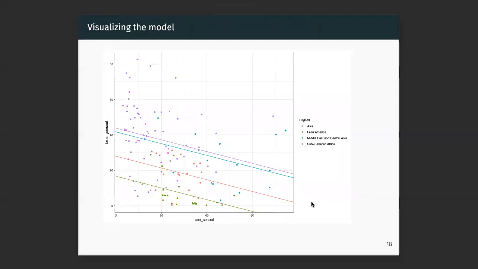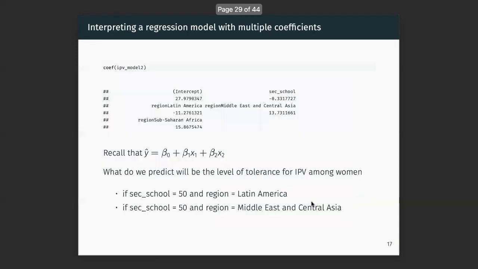What we've done here is I've done the same ggplot, but I've just added an aesthetic for region, and I've assigned color to the region. So I have a geom line and a geom point here. And what we can see is that now each region has a different y-intercept. The slopes are identical, right? Secondary schooling is the same.